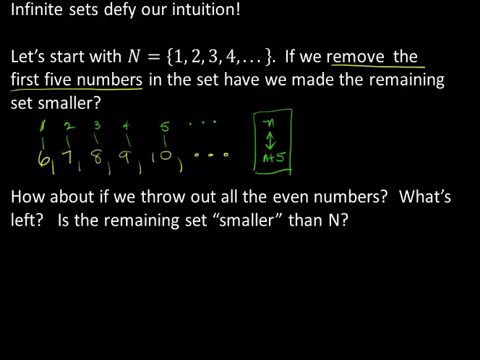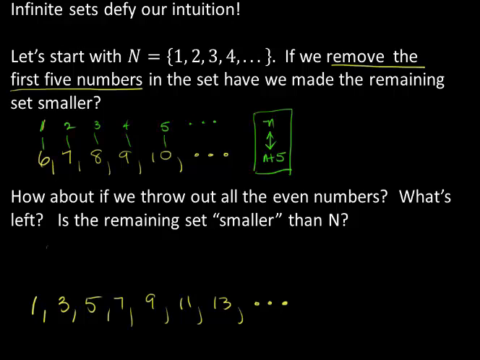Well, how about if we throw out infinitely many of them? Let's throw out all of the even numbers. What's left? Well, it's the odd numbers, isn't it? So let's write down what's left here, going back to yellow. The odd numbers: 1, 3, 5, 7, 9, 11, 13, and so on. Infinitely many are left, but some of you might be thinking, we threw out half of them, so wouldn't it make the set smaller?